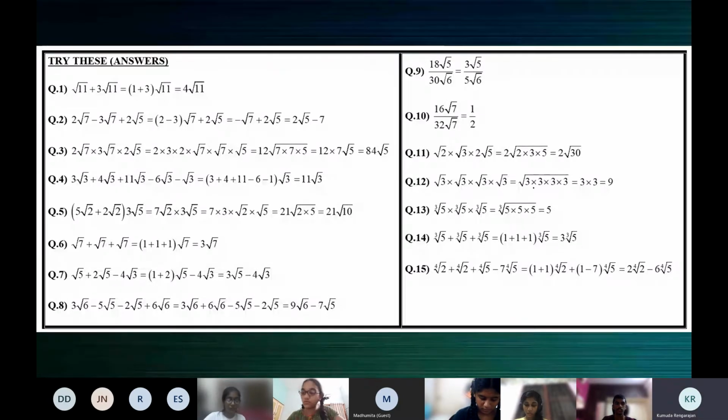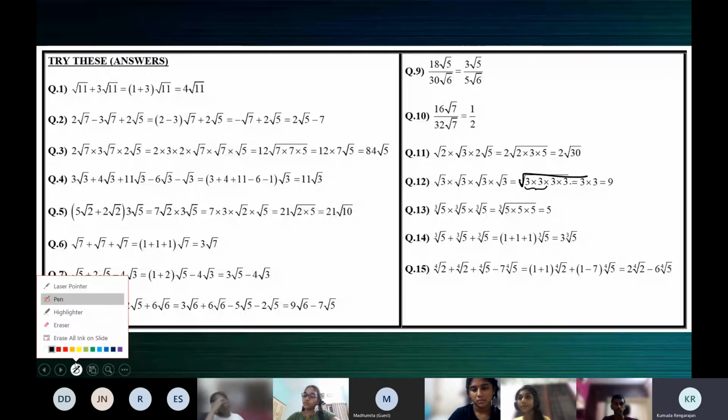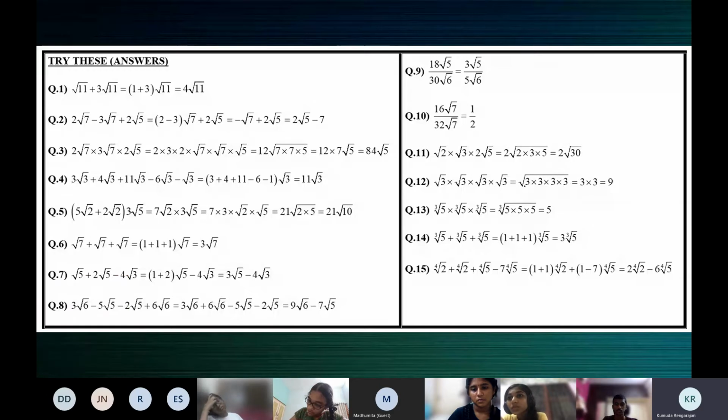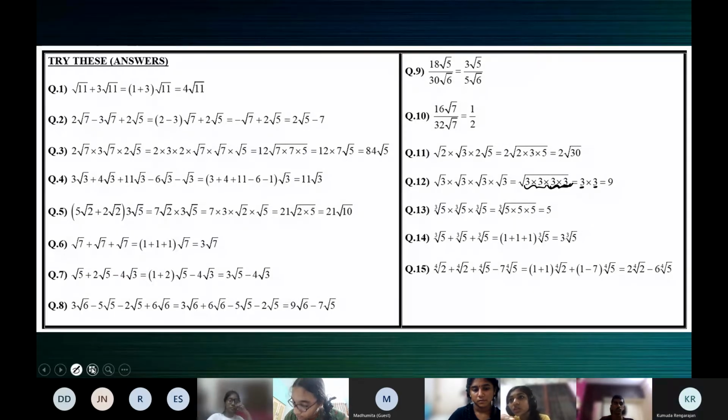In question number 12, it's multiplication, children. It's not addition, it's multiplication. So it's root of 3 into 3 into 3 into 3. From 2 3s, 1 3 out. From the other 2 3s, 1 3 out. So 3 3s are 9. Ma'am, I got all the sums right other than the 9th one, and now I understand the 9th one. All right, Madhumita.